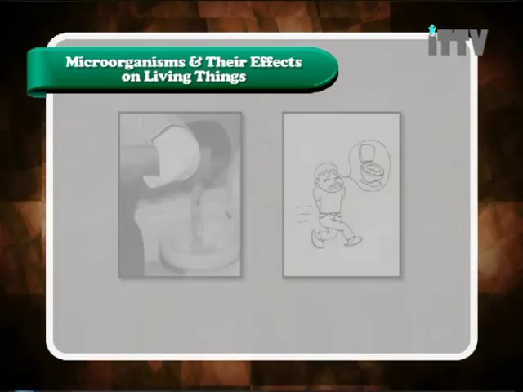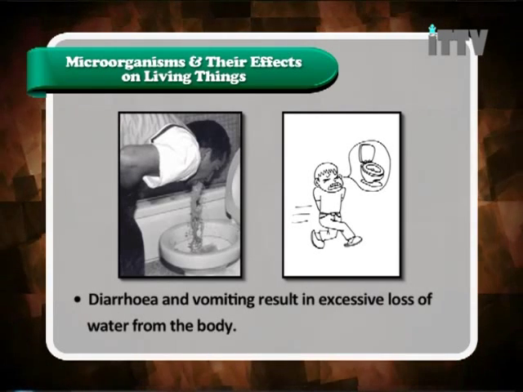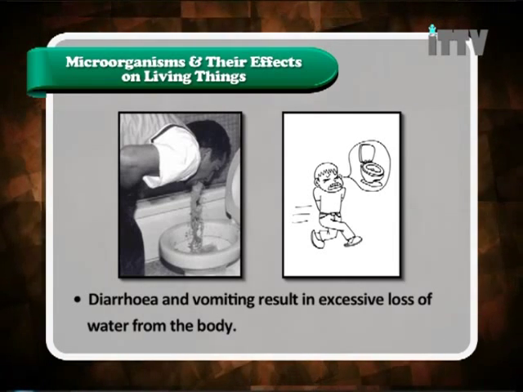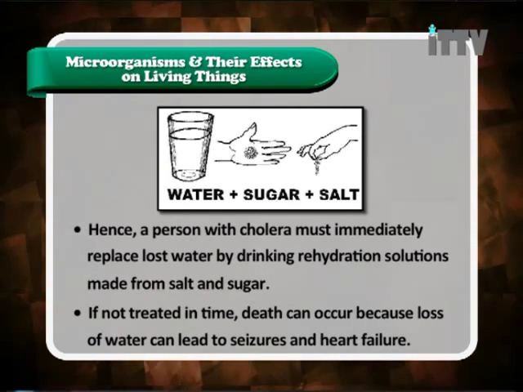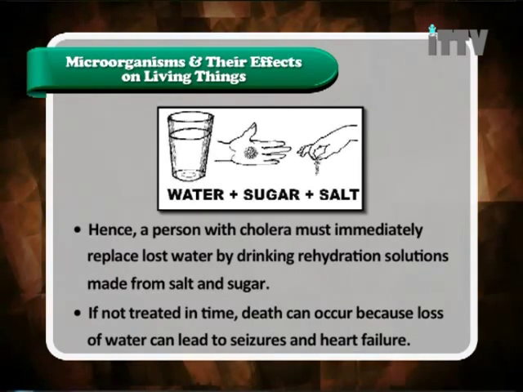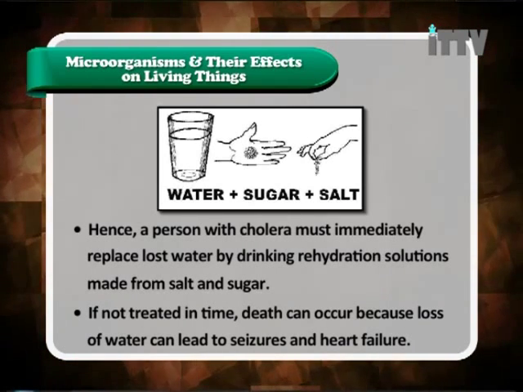Let's see. Symptoms of cholera: diarrhea and vomiting resulting in excessive loss of water from the body. Hence, a person with cholera must immediately replace lost water by drinking rehydration solutions made from salt and sugar. So normally, if diarrhea occurs, we have to treat it fast because there is a loss of water and fluid from the body. So in order to replace it, we have to consume a lot of water or see a doctor.